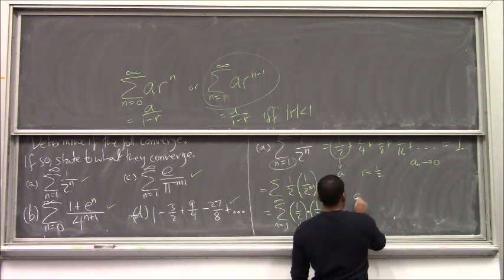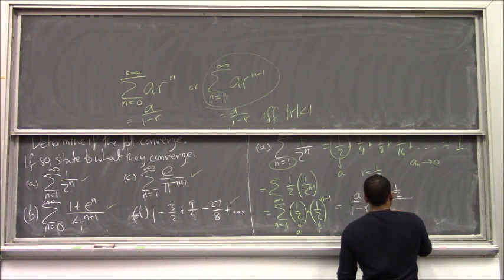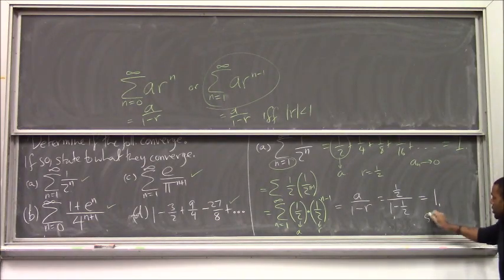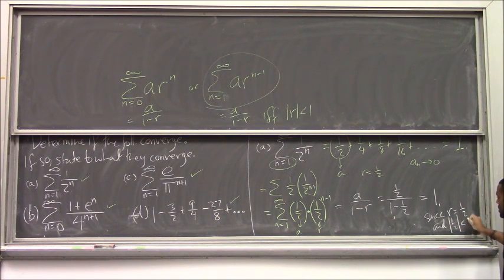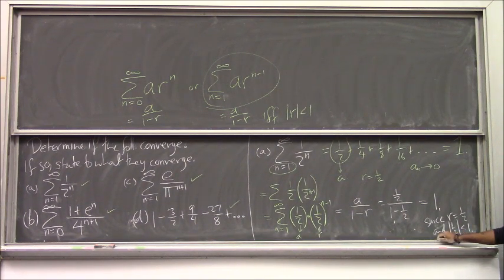Well, it converges to a over 1 minus r, which is a half over 1 minus a half, which is 1. And we know that it converges since your r is equal to a half, and a half in absolute value is less than 1. So that's a much quicker way to tell that that would actually add up to 1. Notice that it's a geometric series. So the dichotomy paradox is solved yet another way. This is how we can walk a mile. Just think of a mile as a geometric series.